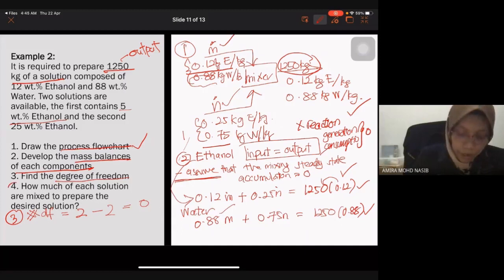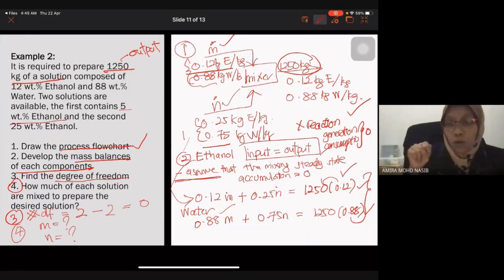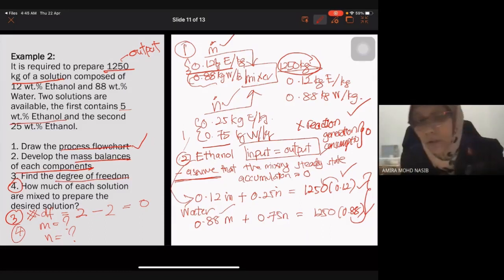Next, number 4, how much of each solution needs to be prepared for the desired solution? So you need to solve these two equations to get the value of m and the value of n. Perhaps you can try to find the value of m and value of n and give your answer in the comment below. Because you have comments here, right? You can comment.